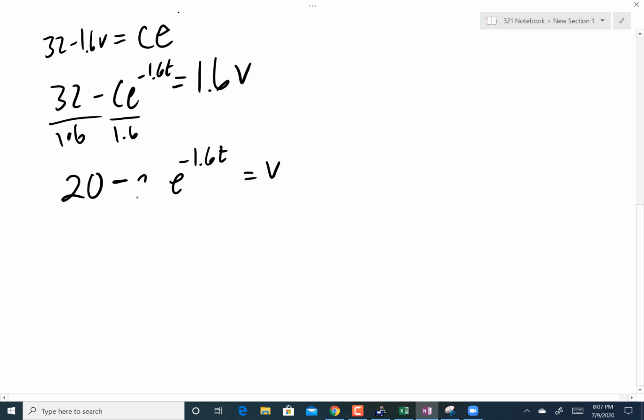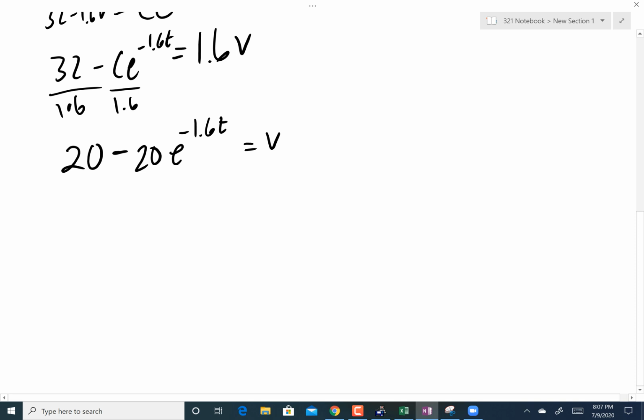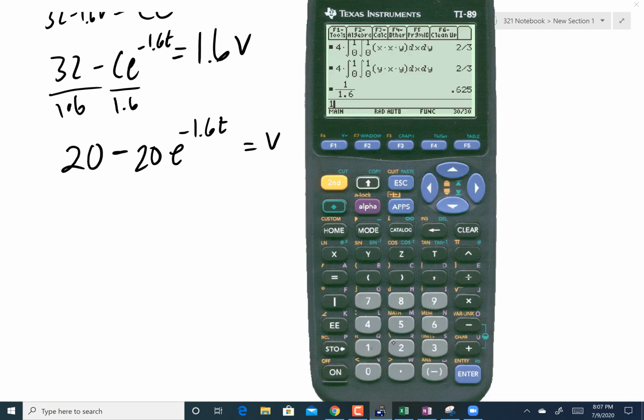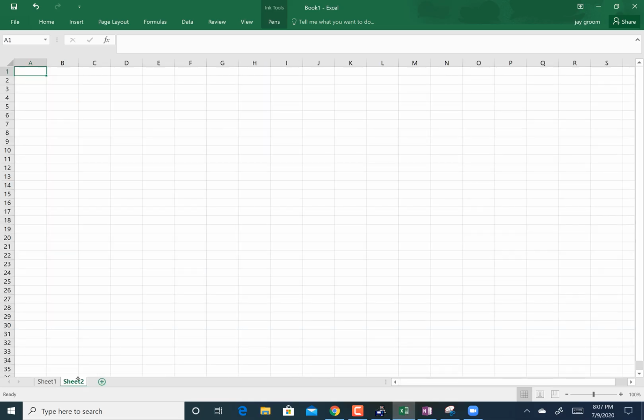Well, there's our equation. So notice that we're interested in what happens at 2, as we were asked to predict for. So it's going to be 20 minus 20e to the negative 1.6 times 2. There we are. Okay, so that's exactly what we should get in Excel. So let's go to Excel and have some fun with it.